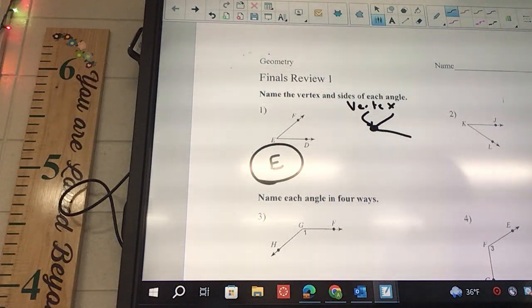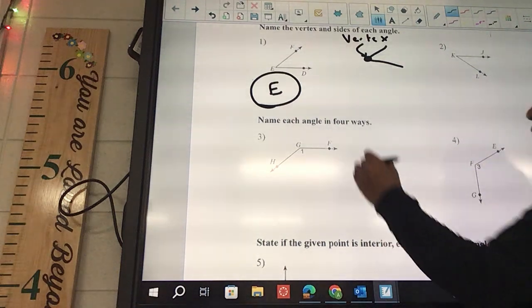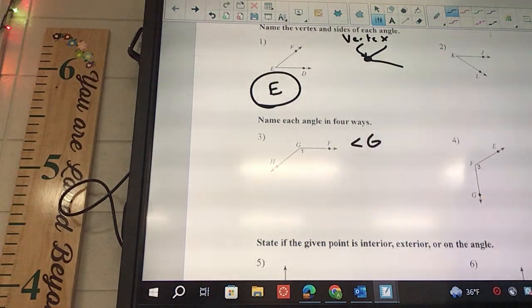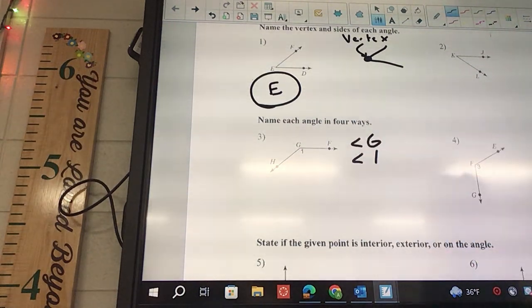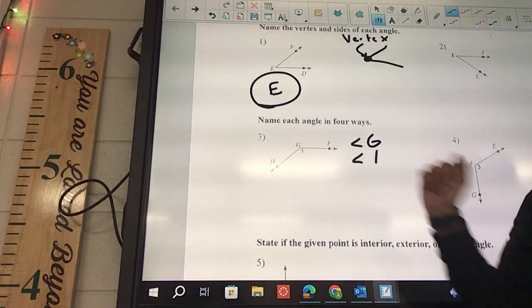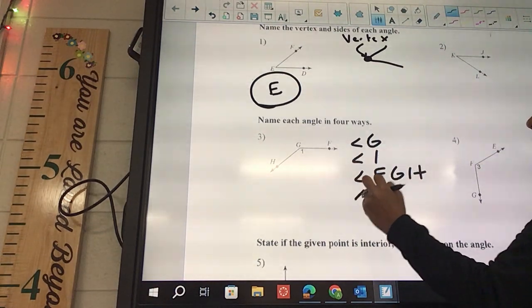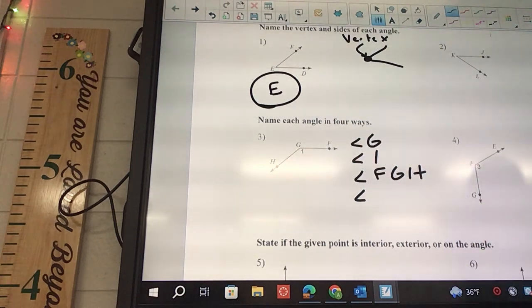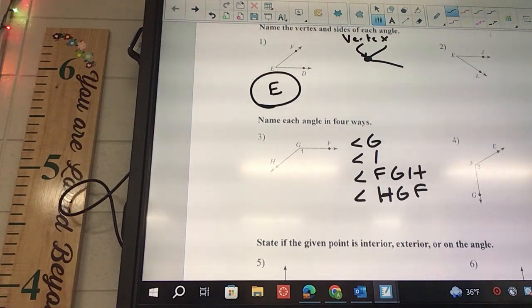Okay, name each angle in 4 ways. First of all, the very first 2 are the easiest. We can name this angle G. You can name it by just the vertex. Angle 1, because there's a 1 there. And then the last 2 ways, we start here, but the vertex has to go in the middle. So we can say angle FGH, and you can go from this way, G, or HGF. The vertex always has to be in the middle, though. So that's how you name that in 4 ways.